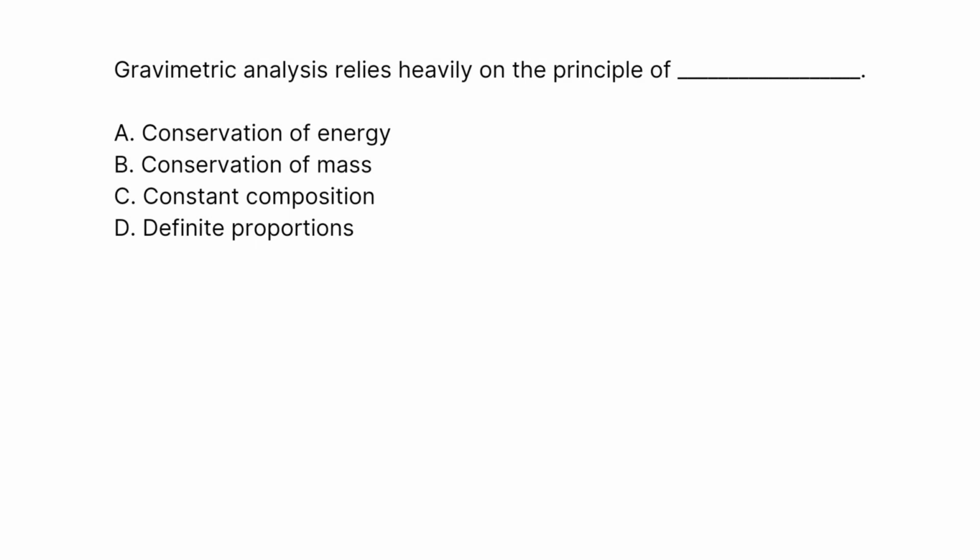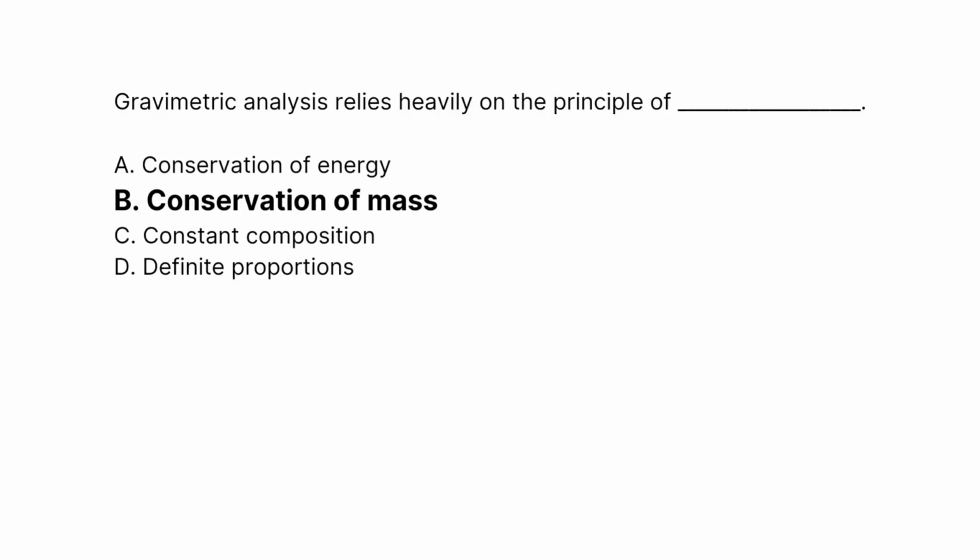Gravimetric analysis relies heavily on the principle of blank. Letter A, conservation of energy. Letter B, conservation of mass. Letter C, constant composition. Or letter D, definite proportions. The answer is letter B, conservation of mass.